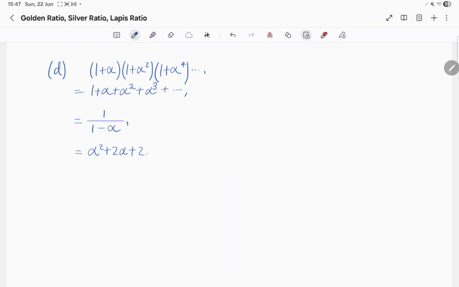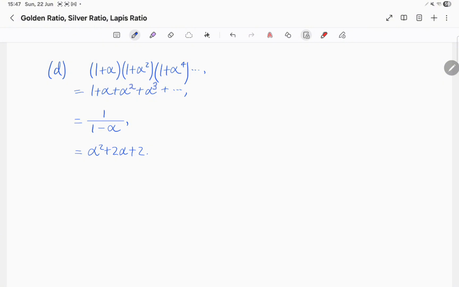Finally, we'll move on to section D. Here, we can say that 1 plus alpha squared, 1 plus alpha to the 4 is equal to 1 plus alpha squared plus alpha cubed plus alpha to the 4, etc. And this is equal to 1 over 1 minus alpha by the summation of a geometric series. From above, this is equal to alpha squared plus 2 alpha plus 2.